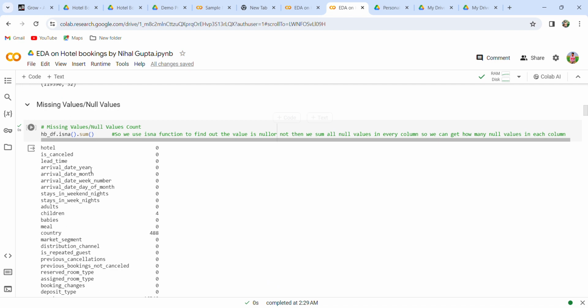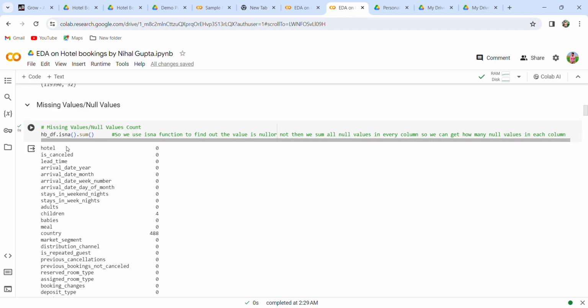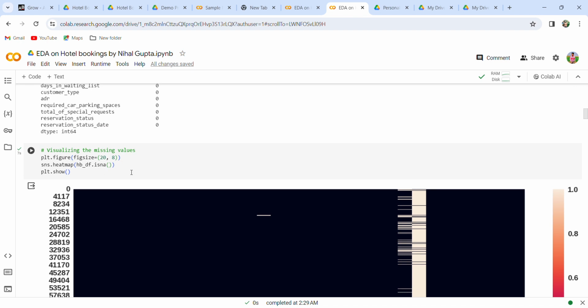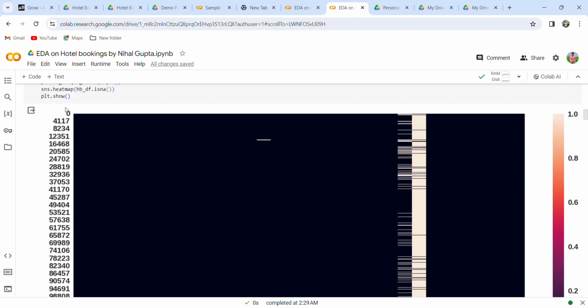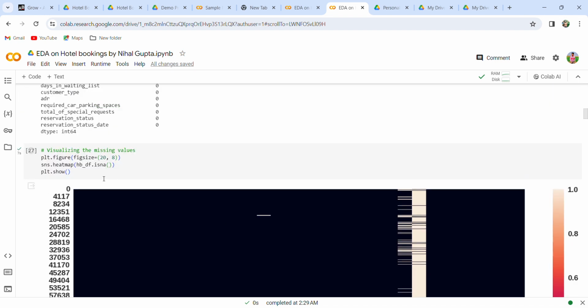Now missing values and null values. For that we are using the isnull function and isnull sum. So here we are getting all the null values and all the missing values. Now visualizing the missing values. So plt.figure with figure size, this heatmap, then plt.show, and after this we are getting the values of all the data.